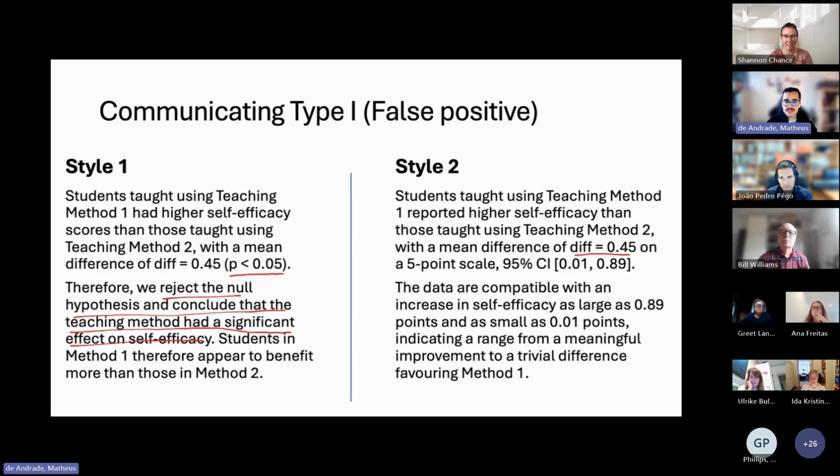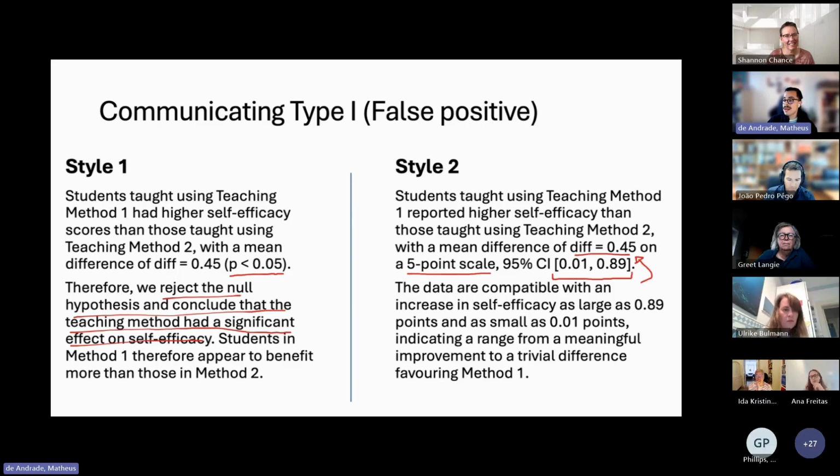They talk about the scale where the difference appeared. They say that in the long run, the confidence interval of their difference is a difference that could be as small as 0.01 and as large as 0.89. And then you see that they are not rejecting or accepting anything.